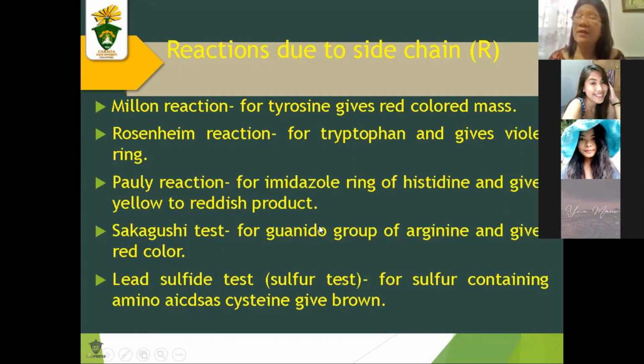You have the imidazole ring with histidine. Mabalaan ninyo nga naa siya histidine if it will give a yellow to reddish product. Then the Sakaguchi test, for the presence of an additional amide group. It will give a red color. Then the lead sulfide test for the presence of sulfur. And it will give brown. How many reactions? Ninhydrin, Millon, Hopkins-Cole, the Pauly, the Sakaguchi, and the lead sulfide test. Okay, these are the reactions.